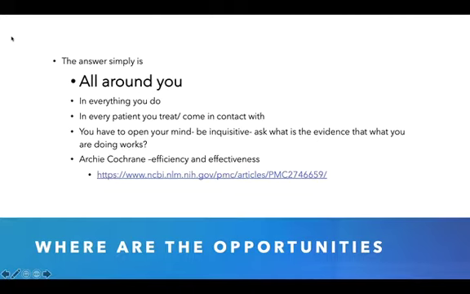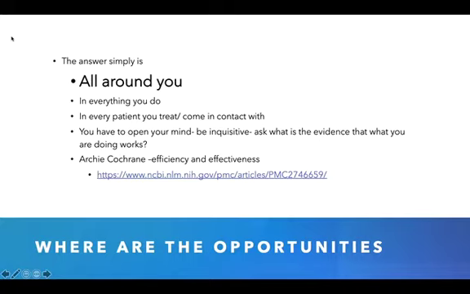All you need is to have an open mind, to be inquisitive, and to ask, what is the evidence for what you're doing? What is the evidence that it actually works? And when you come across treatments or options that fail, or patients that don't comply, or phenomena or clinical observations that don't make sense, you need to think about efficiency and effectiveness of any intervention. It could be a medication, it could be a process, it could be a procedure, it could be a test.